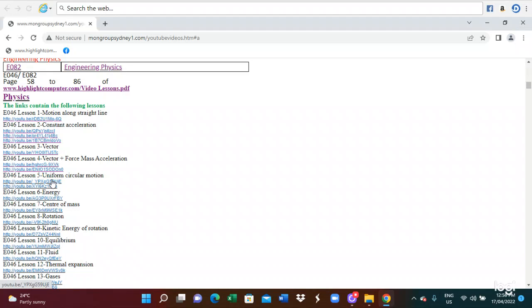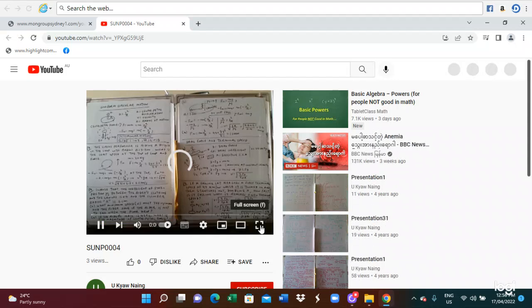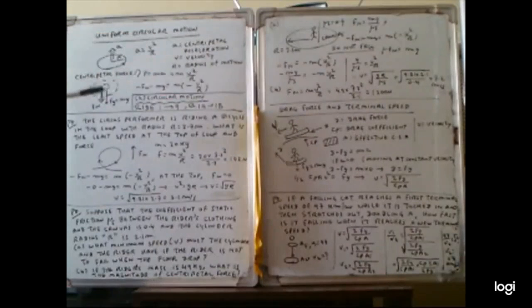And we're talking about uniform circular motion. If a particle is moving around a circular path, it has acceleration. The acceleration is perpendicular to the circular motion path. So the acceleration can be calculated as v squared by r. In this case, a is the centripetal acceleration, v is the velocity, and r is the radius of the motion.